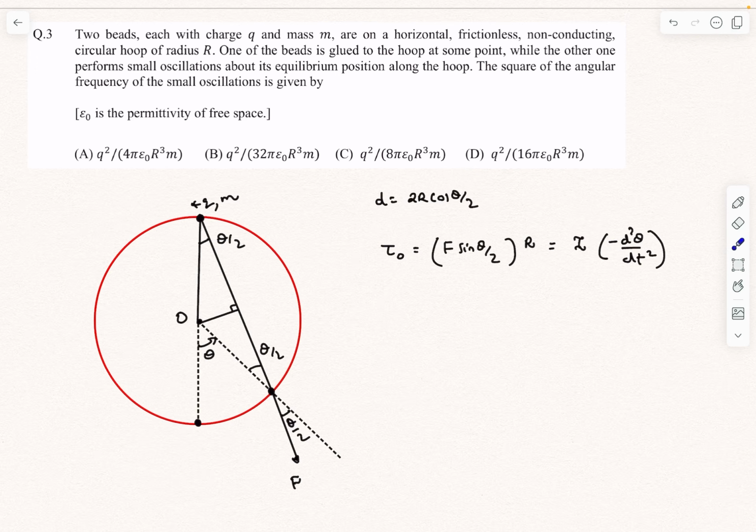Now guys, there is one more thing that is important in this analysis, which was not provided in the question, and that is that the ring is actually fixed. Because if it is not fixed, then even the ring will oscillate, and then the analysis will become really complicated.